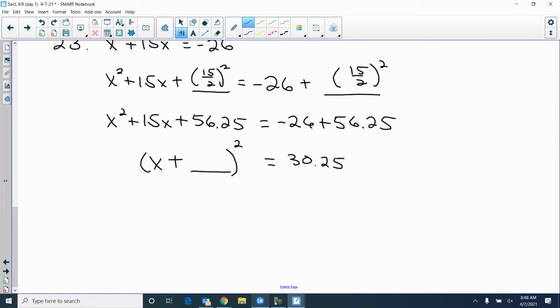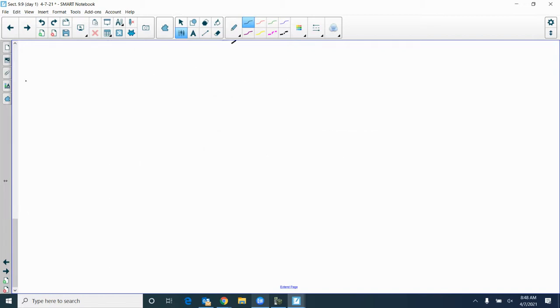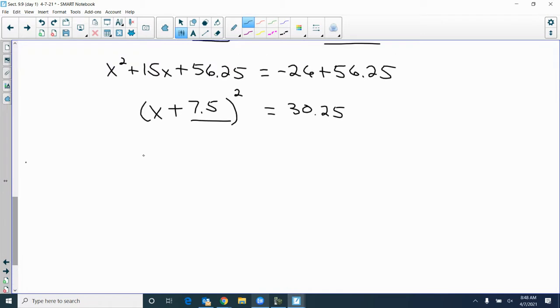So what I said, the other way is whatever this number is, before you square it, it's always going to be the same as that. So it's going to be 7.5. Okay, so that's always going to work for that. Now you take your square root: x plus 7.5 squared equals plus or minus square root of 30.25.